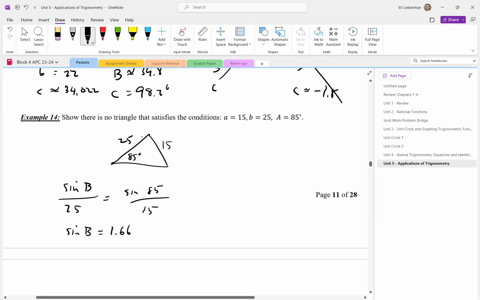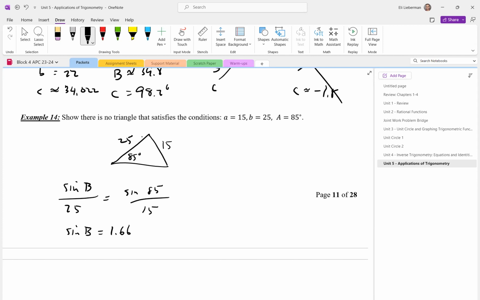And then you can't take the arc sine, because arc sine must be between negative 1 and 1. Make sense? Once you see that number is greater than 1, just stop. Don't waste your time with the inverse sine or the arc sine.